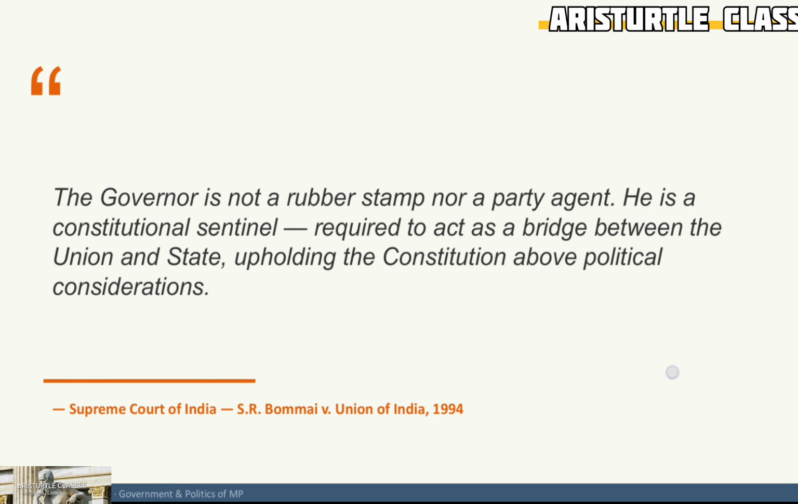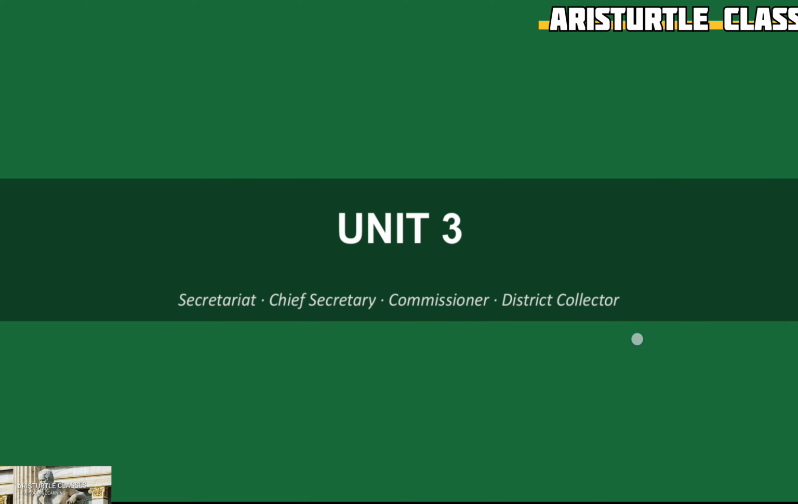Now, what does the Supreme Court say about the governor? The Supreme Court says that the governor is not a rubber stamp, not a party agent. He is a constitutional sentinel required to act as a bridge between the union and the state, upholding the constitution above political consideration. So this is the ideal set for the post of governor, but we do not know how much it is followed.